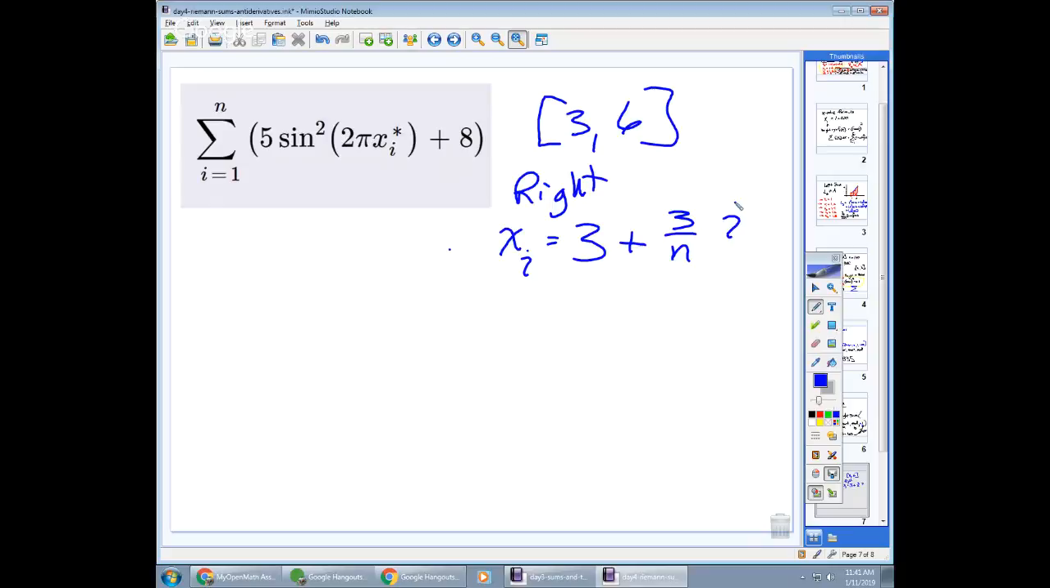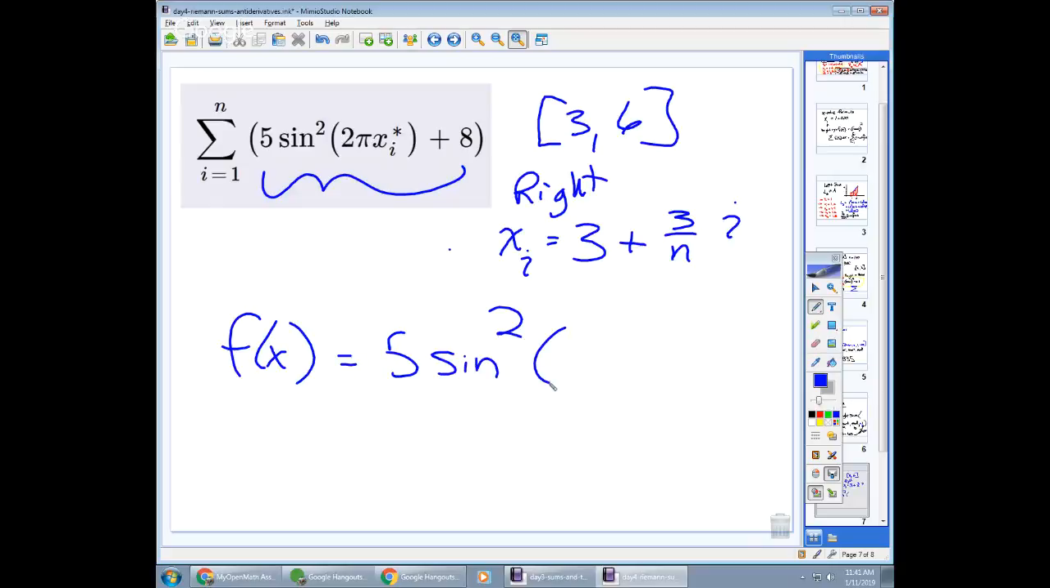So this right here tells me that the function f of x, since they put a star there, you just replace it with a regular x. So the function must be 5 sine squared of 2 pi x plus 8. That's your f of x. And this is starting at 3 and ending at 6. So a would be... So did I use this squiggle notation yesterday? Yeah, you put a and b for the definite interval. Yeah. So this is what's called the definite integral.